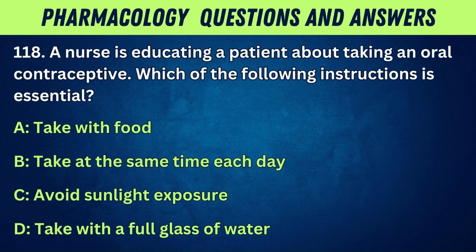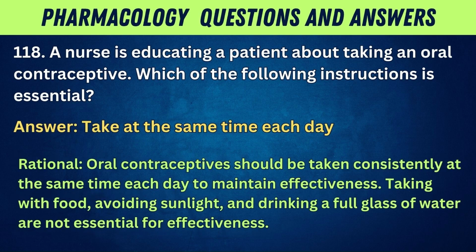118. A nurse is educating a patient about taking an oral contraceptive. Which of the following instructions is essential? A. Take with food. B. Take at the same time each day. C. Avoid sunlight exposure. D. Take with a full glass of water. Answer: take at the same time each day. Rationale: Oral contraceptives should be taken consistently at the same time each day to maintain effectiveness. Taking with food, avoiding sunlight, and drinking a full glass of water are not essential for effectiveness.